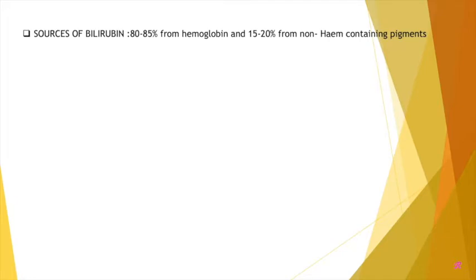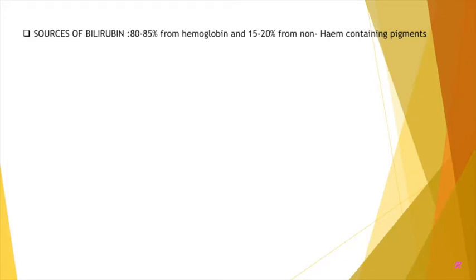The four stages of bilirubin metabolism are: first, we'll learn about the sources of bilirubin, like from where we are getting bilirubin in our body. Second is the transport of bilirubin. For the metabolism to take place, there should always be transport of the product from one place to another. Then only will the metabolism take place.